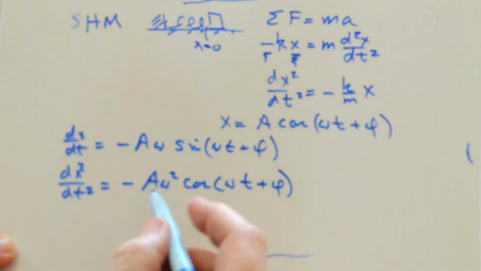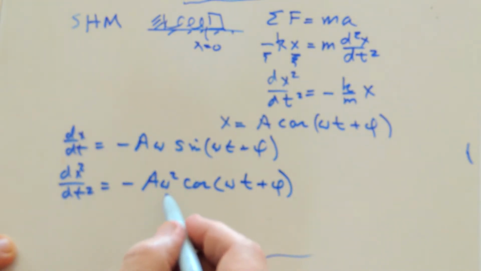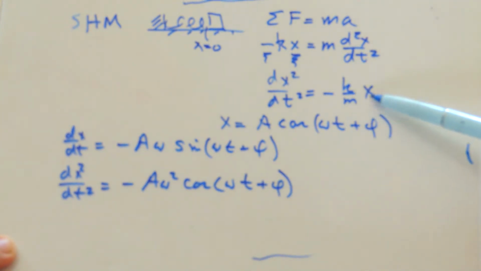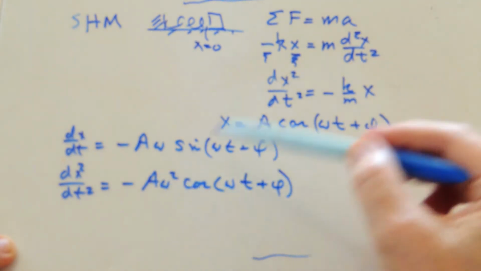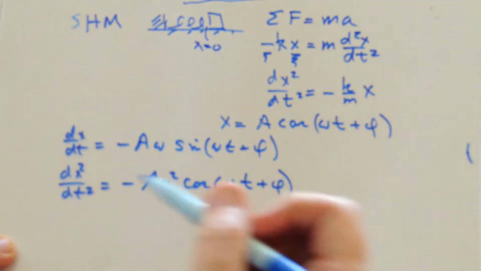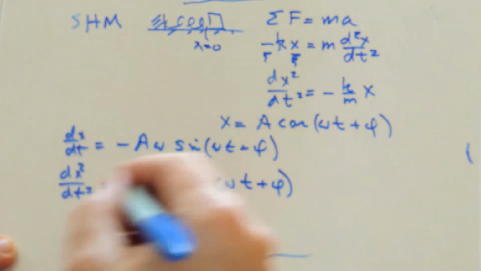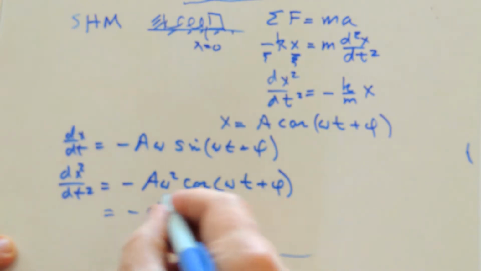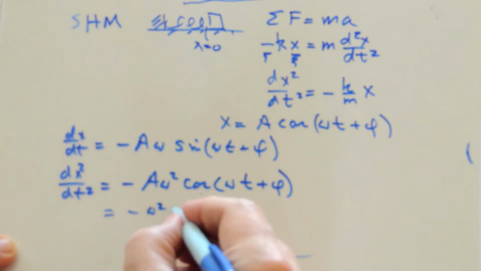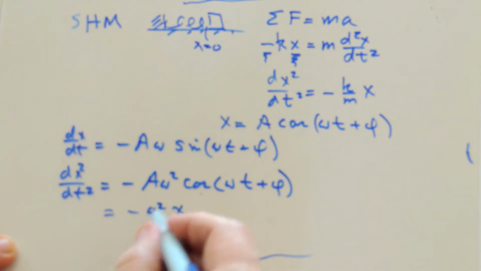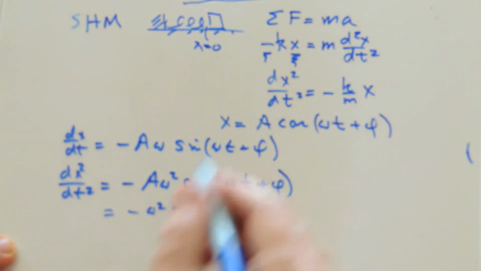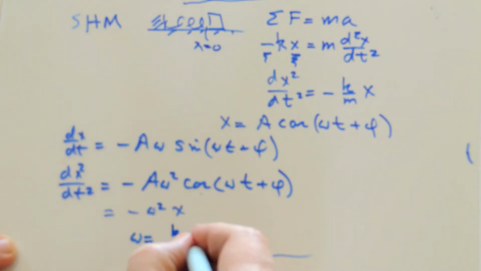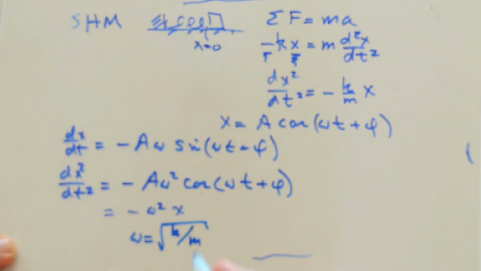The point is that when we compared this expression for the second derivative with our expression up here, we found that omega squared was identified with k over m. We could write that this way as minus omega squared times a cosine, our original function back again, and that's how we began to associate omega squared with the k over m and got our omega as the square root of k over m.